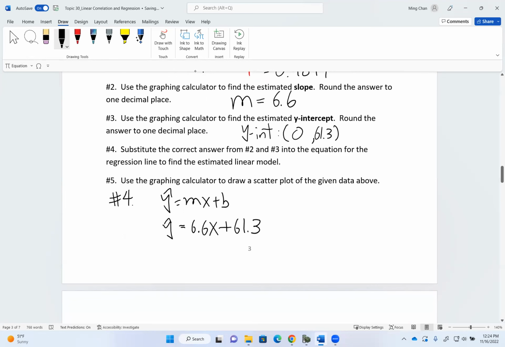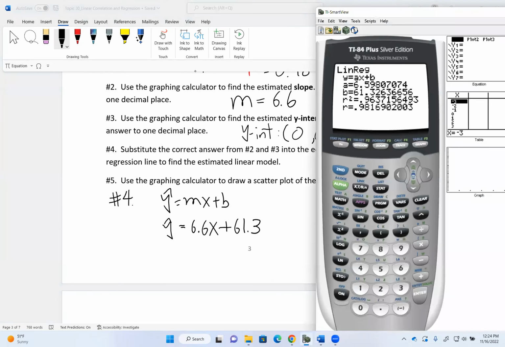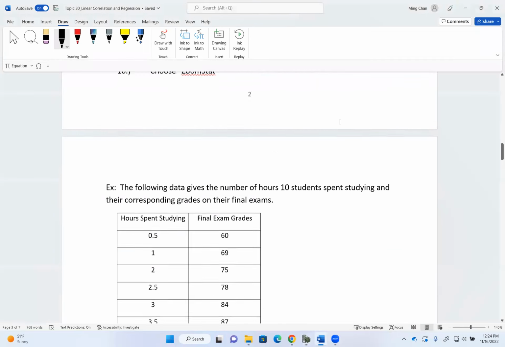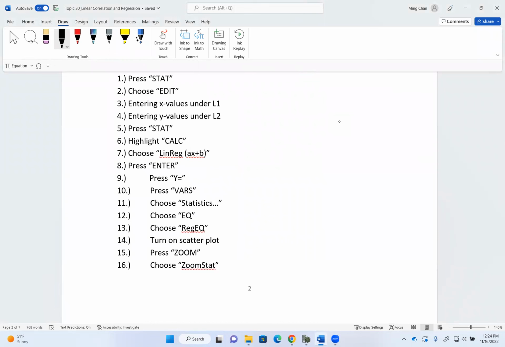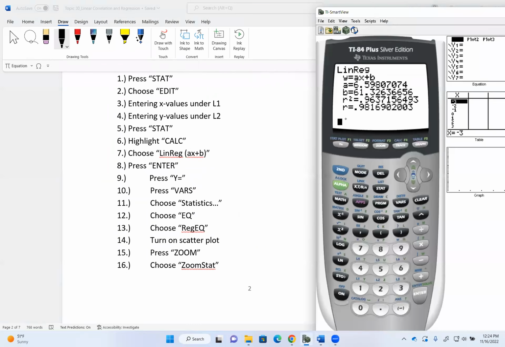And number 5 says use a graphing calculator to draw the scatter plot of the given data above. The reason why I want to show you this is because on the homework, there is a question where you need to take a look at the scatter plots. So you have to have this linear regression on the calculator, right? Nothing else typed. So the next thing you do, once you've got the regression, press enter. Don't type anything else. Press y equals.